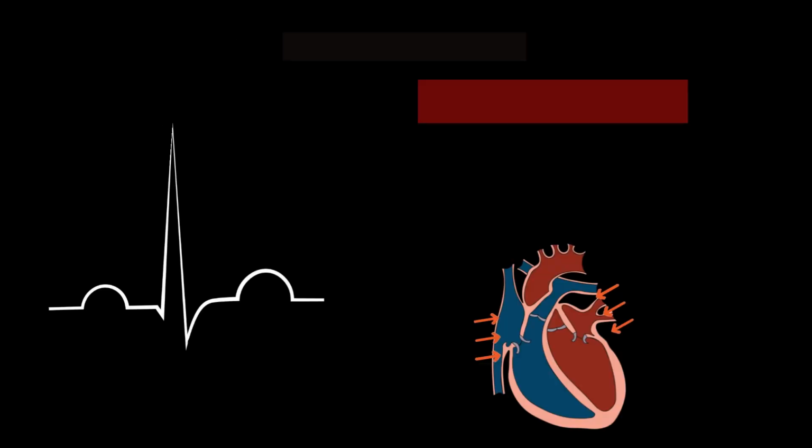First we have the P wave, the QRS complex, and the T wave. Sometimes a U wave may appear, but that is for another video. Let's look at each component, along with its segments and intervals, in more detail.